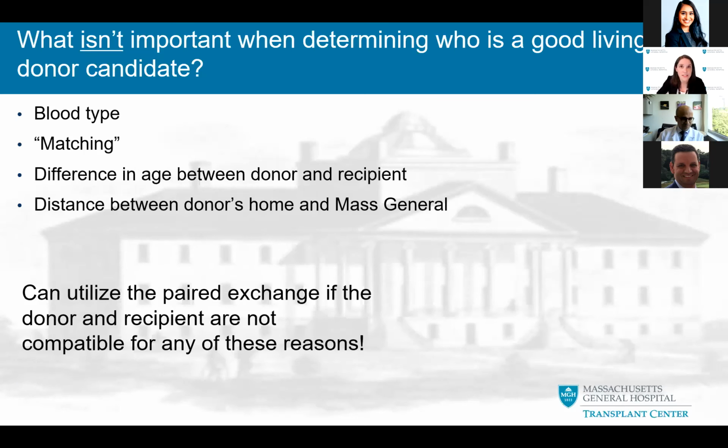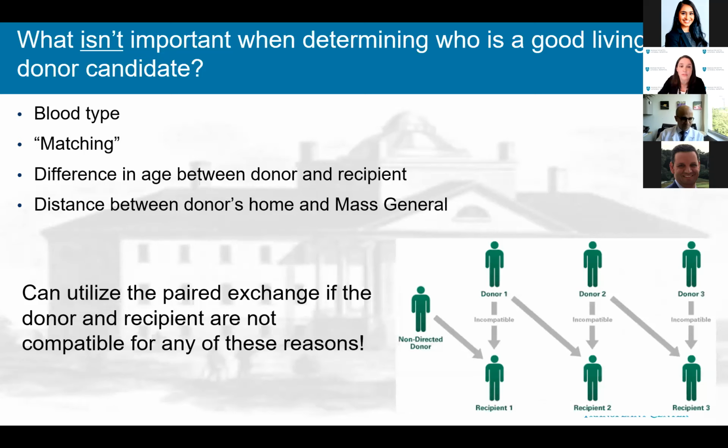What isn't important, we already kind of touched on this a little bit. Being the same blood type or compatible blood type is less important. Matching was more important before the medications that recipients take after transplant got better. Now that's really not as important. The difference in age between the donor and recipient, and the distance between the donor's home and Mass General, is really not as much of an issue these days. And we can utilize the paired exchange if the donor and recipient are not compatible for one of those reasons.